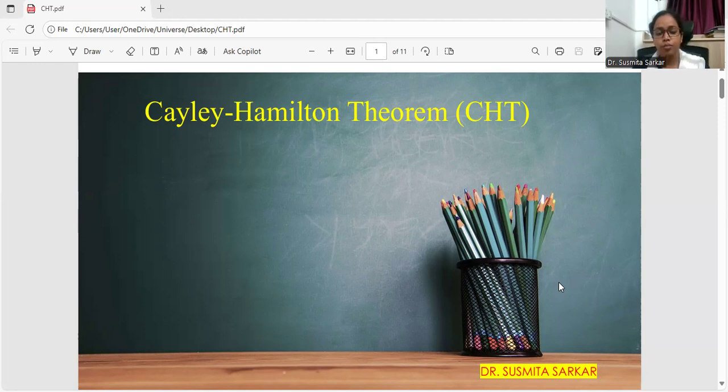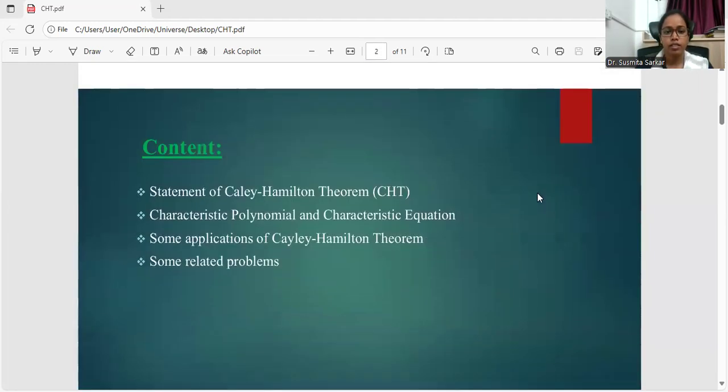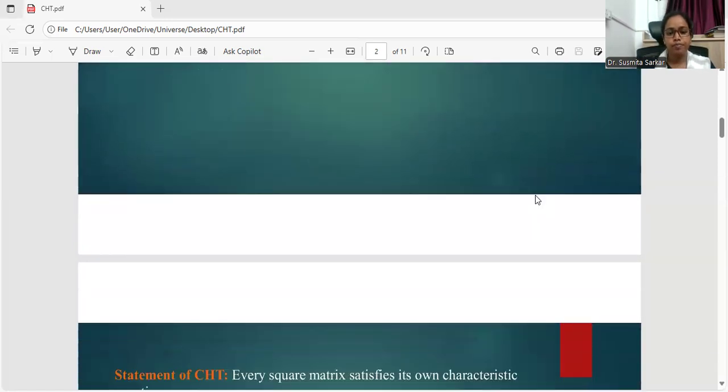Dr. Susmita Sarkar. Today's topic is Cayley-Hamilton Theorem. The content of this topic is the statement of Cayley-Hamilton Theorem, next the characteristic polynomial and characteristic equation, next some applications of Cayley-Hamilton Theorem, and last some related problems.